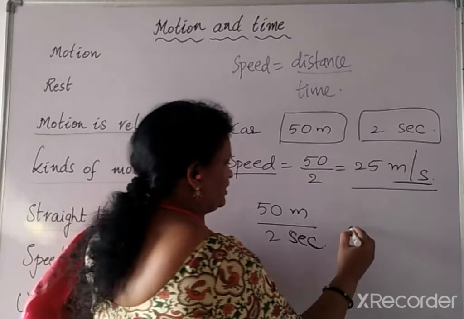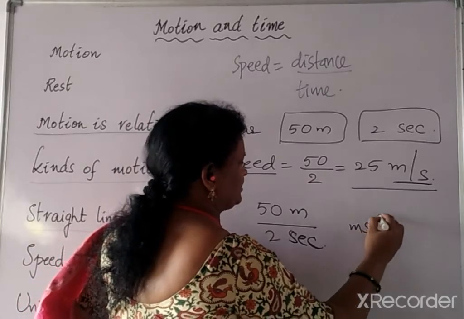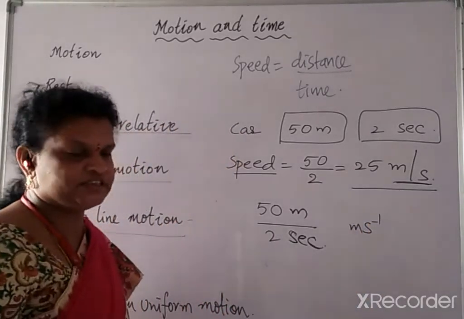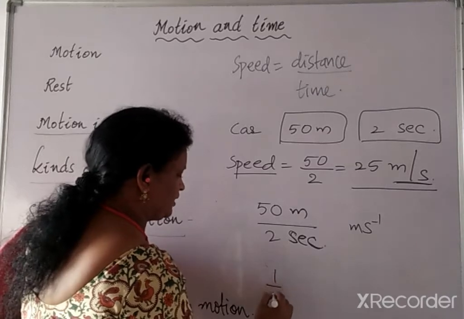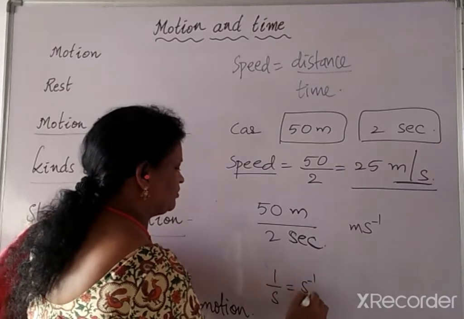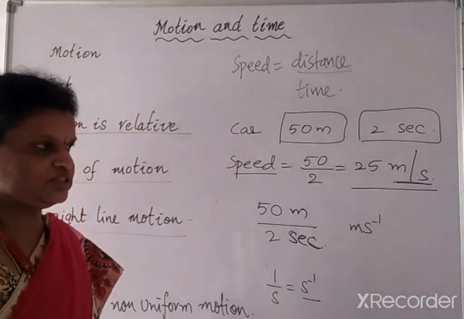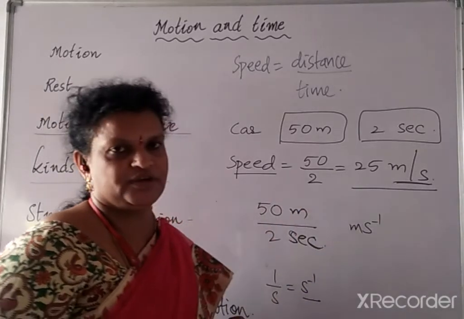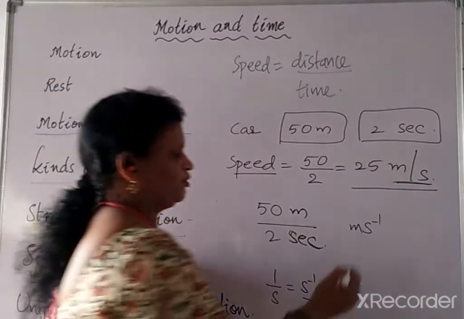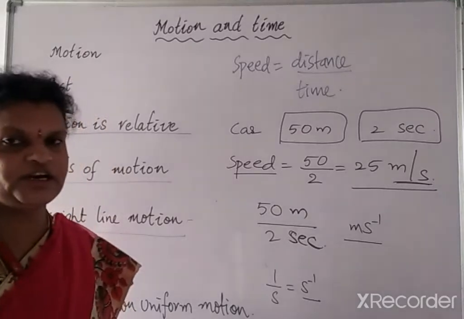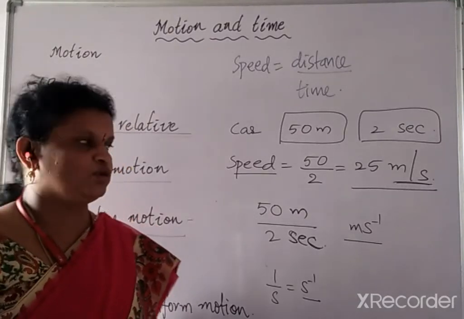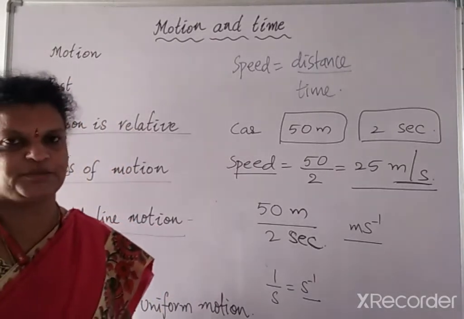If you go to higher classes, somewhere you can see m s inverse. S inverse means 1 by s, which can be written as s power minus 1. That is just an extra point; no need to remember it if you are unable to. Otherwise, you can write m s inverse, which is nothing but meters per second.